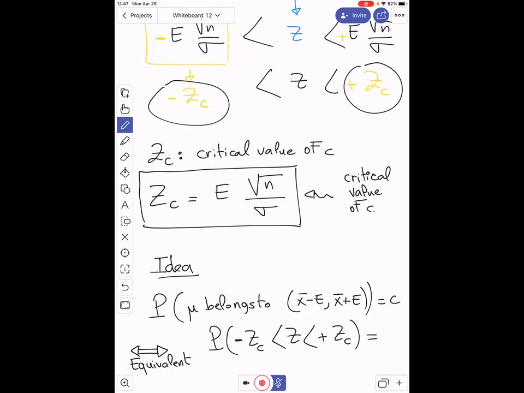So this is actually supposed to be equal to C, same thing here. Both are equal to C, the confidence level C.